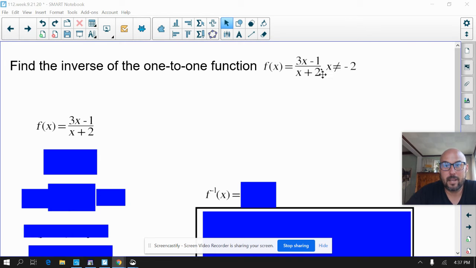Notice the domain is kind of attached to this function. X cannot equal negative 2. Of course, that's an easy one because that would make you divide by 0. So x cannot equal negative 2.